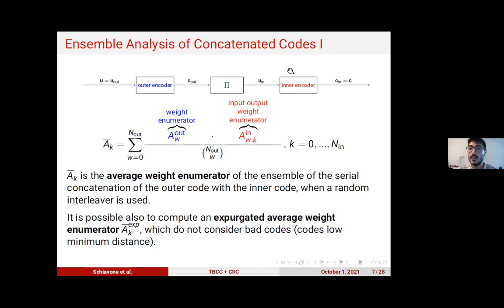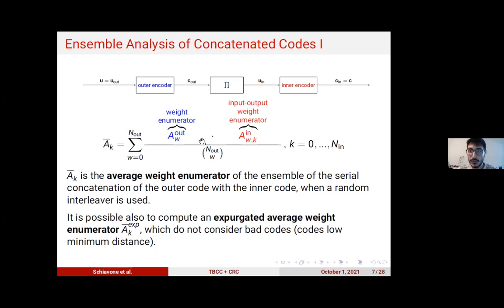And then we need another ingredient, which is the input-output weight enumerator of the inner encoder, our convolutional code. What is the input-output weight enumerator? It not only tells us how many code words have a certain Hamming weight, but how many code words have a certain Hamming weight, given that the input message has another certain Hamming weight. Okay, maybe it's a bit confusing, and we need these two ingredients to find the average weight enumerator of the ensemble.